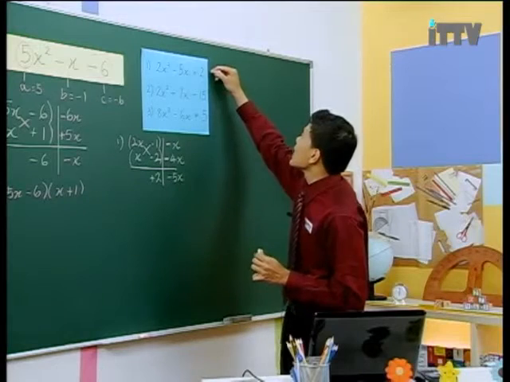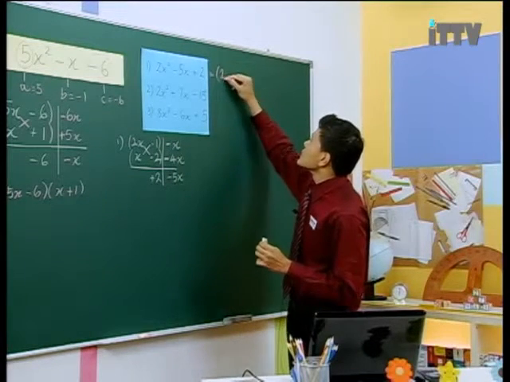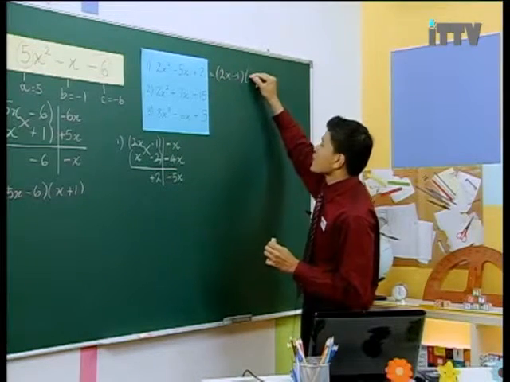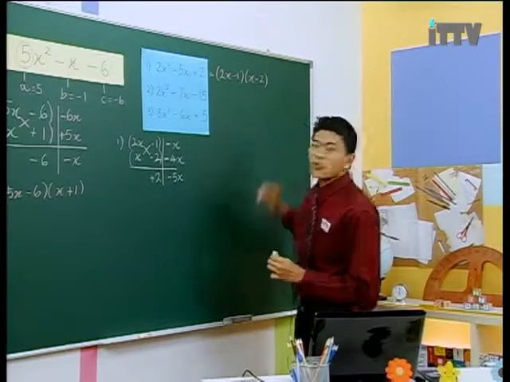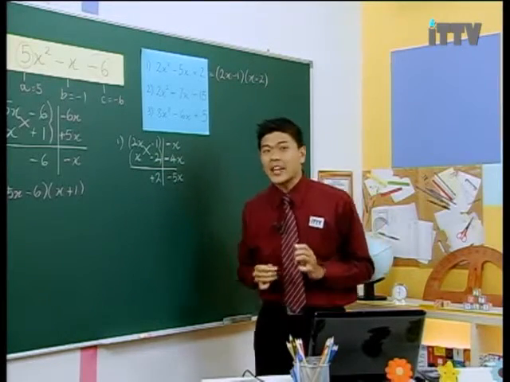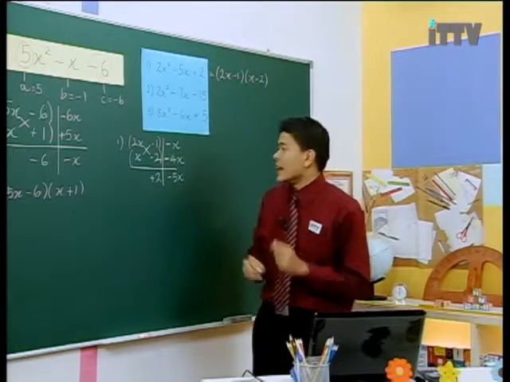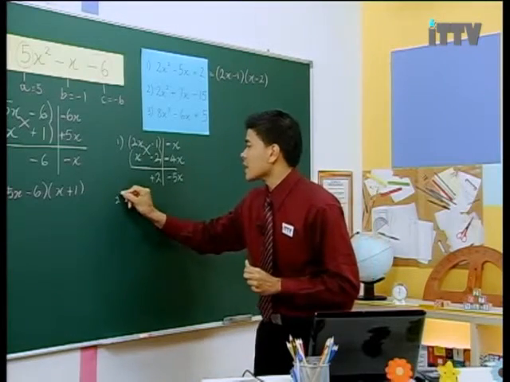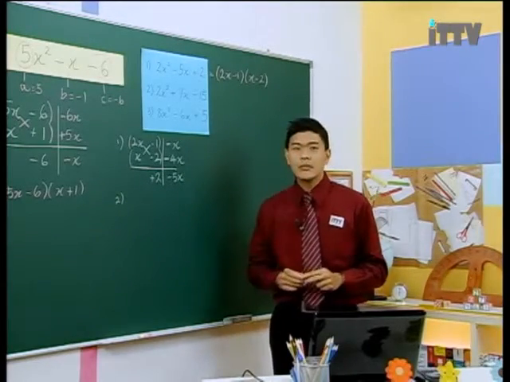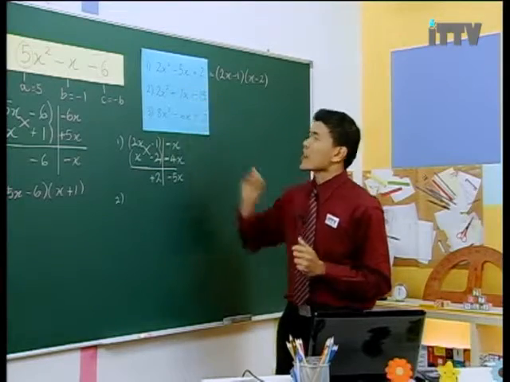So the factors are 2x minus 1 and x minus 2. Okay, remember. Now let's go to the second exercise. How are we going to factorize this whole thing?